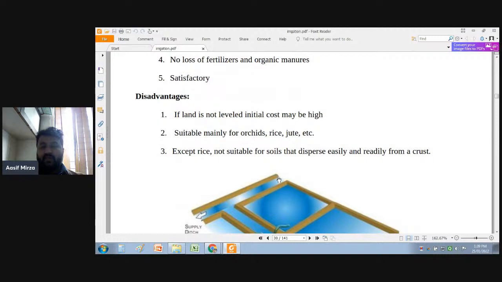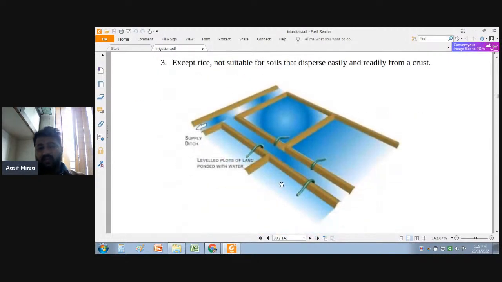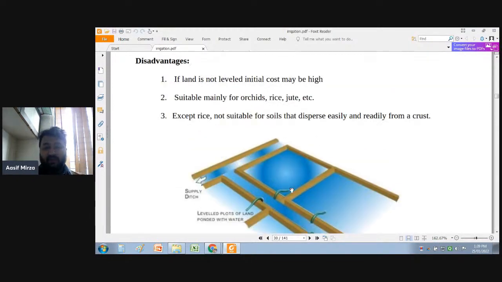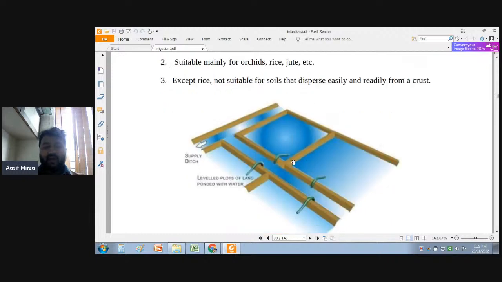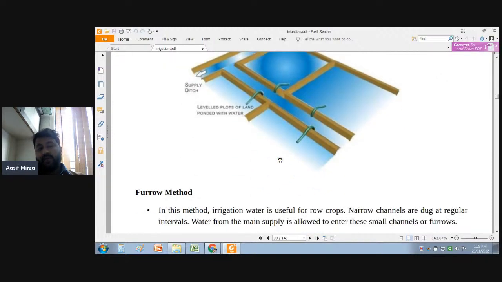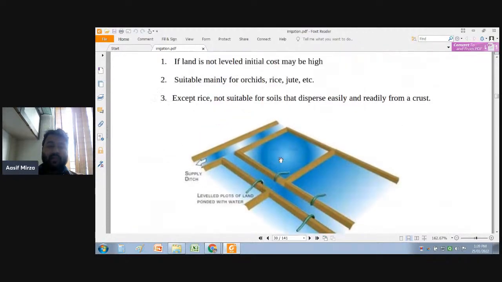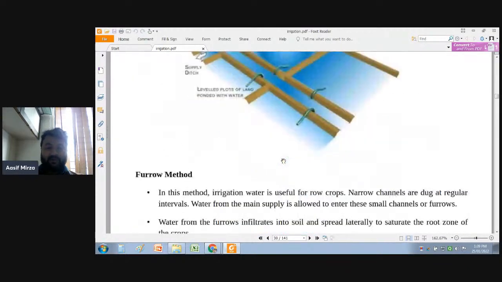Except for rice, it is not suitable for soils that disperse easily and readily form a crust. In the figure it is shown that rectangular basins are provided, and this is the supply ditch through which the water is supplied to the channels, and through these siphon pipes the water is provided into that particular rectangular portion. So this is how this method is adopted on level ground.